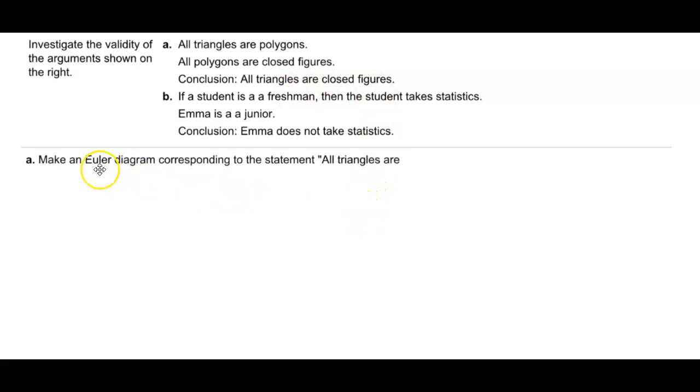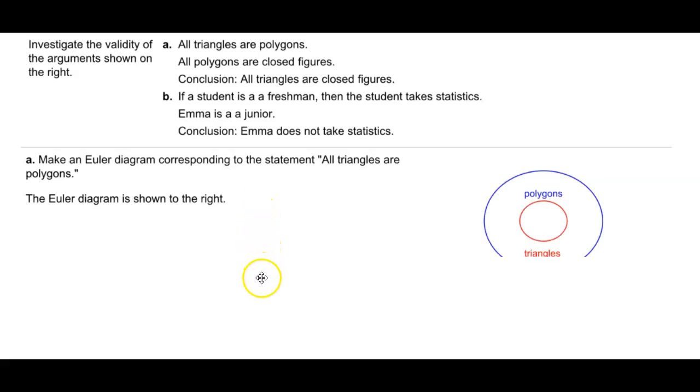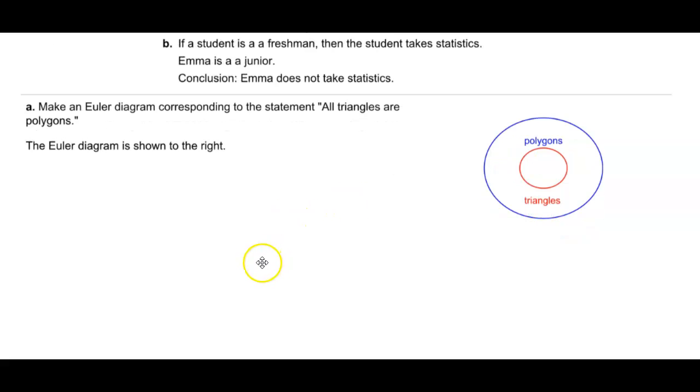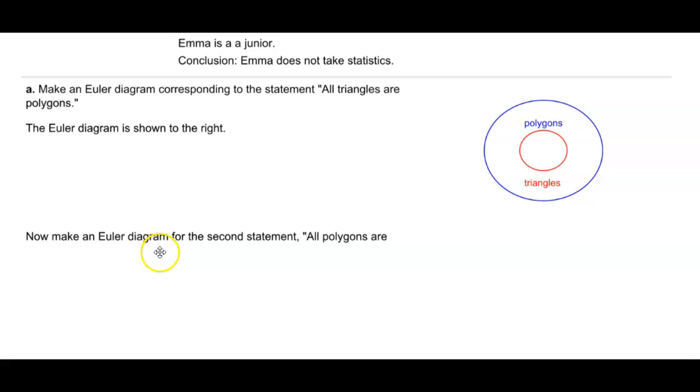Now what we want to do is make a Euler diagram corresponding to the statement that all triangles are polygons. So there you can see what the Euler diagram looks like to the right. We have polygons represented in blue, and therefore we can say that all triangles, in red, are polygons.